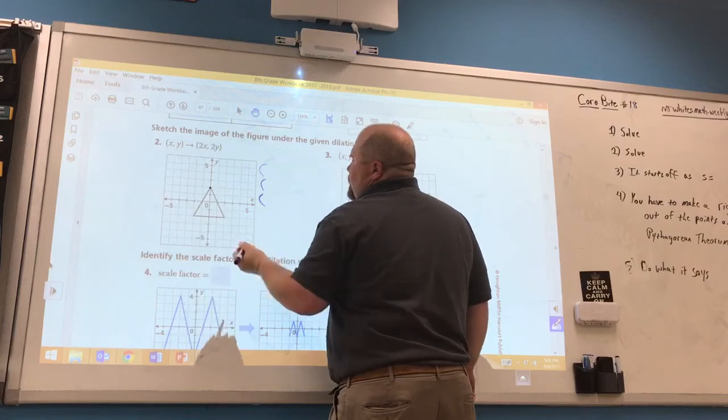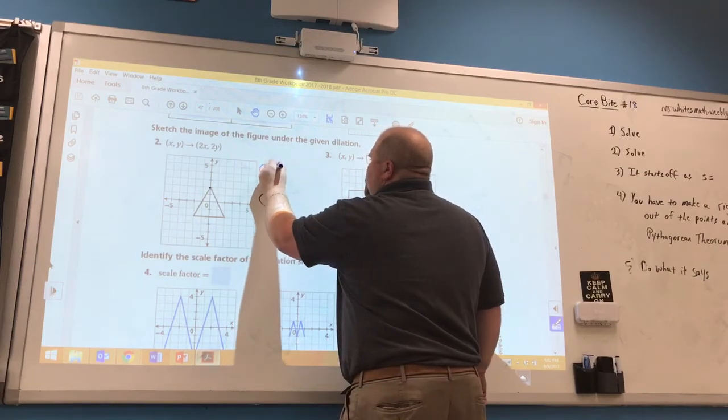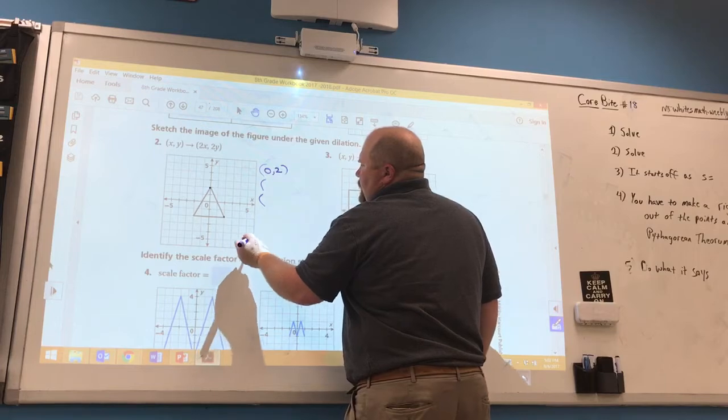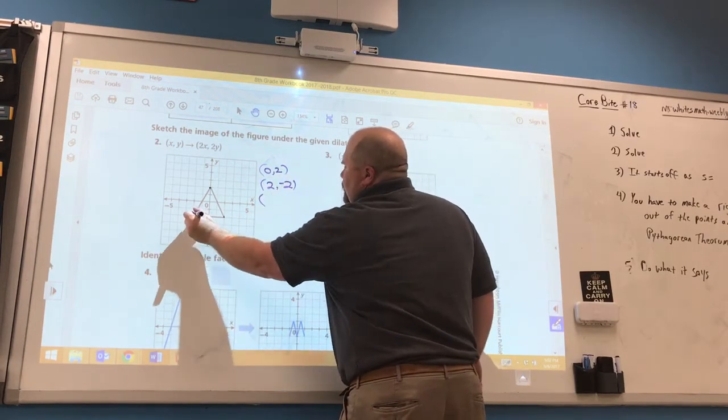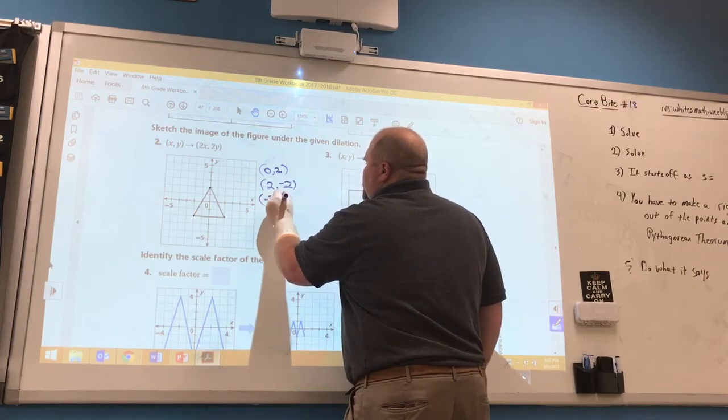So I'm going to start here at the tip, and that is 0, 2. And I'll go to the right, and that is 2, negative 2. And to the left, and that will be negative 2, negative 2.